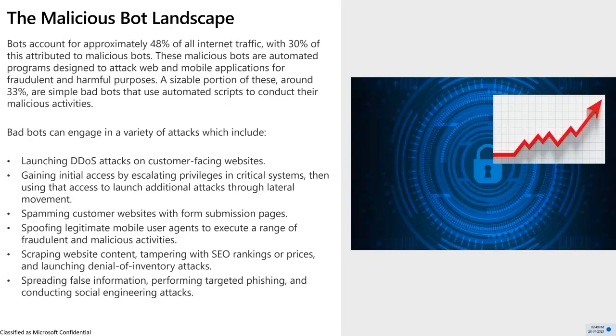Now, bad bots can engage in various attacks. Some of them are listed here, like launching DDoS attacks on customer-facing websites, gaining initial access by escalating privileges in critical systems, then using that access to launch further attacks through lateral movement, and spamming customer websites with form submission pages, spoofing legitimate mobile user agents to execute a range of fraudulent and malicious activities, and scraping website content, tampering with SEO rankings or prices, and launching denial of inventory attacks. And finally, spreading false information, performing targeted phishing, and conducting social engineering attacks.